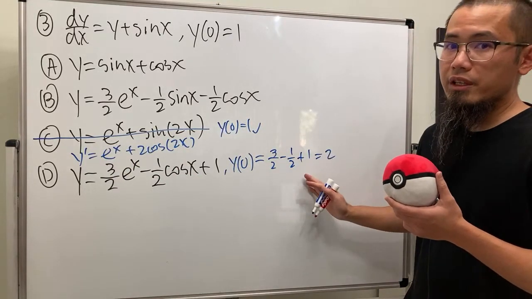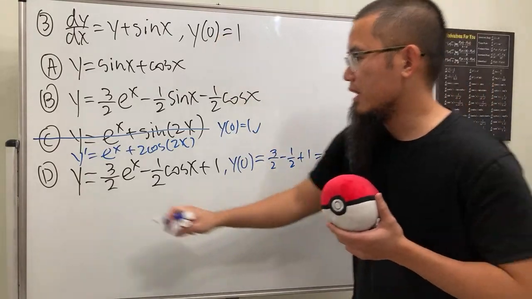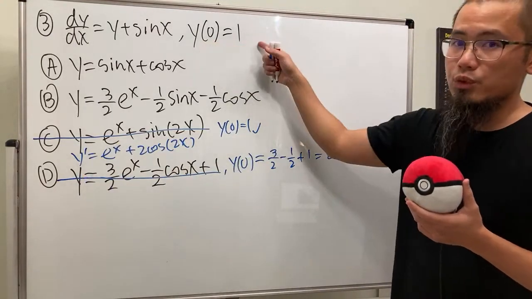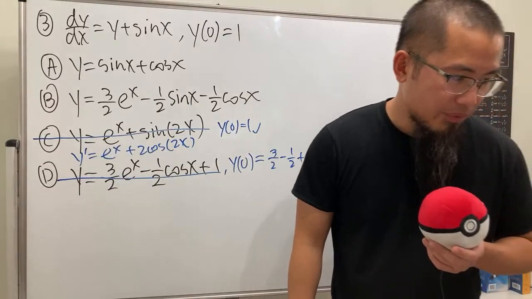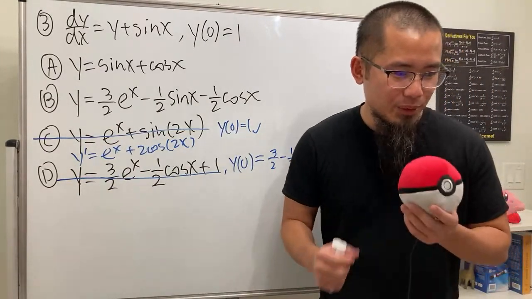So you see that this right here does not satisfy the initial condition. With that being said, this right here is also not correct, because we want y of 0 to be equal to 1. This is y of 0 equal to 2. So unfortunately, all right, we knocked out 2 of them. Now it's 50-50.